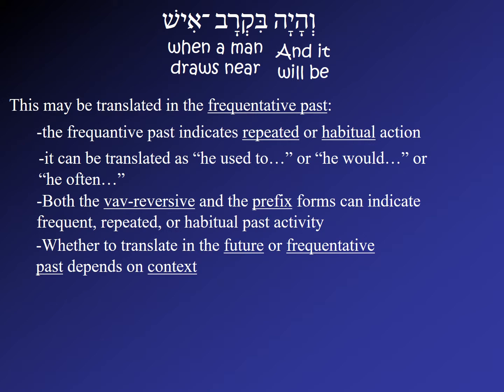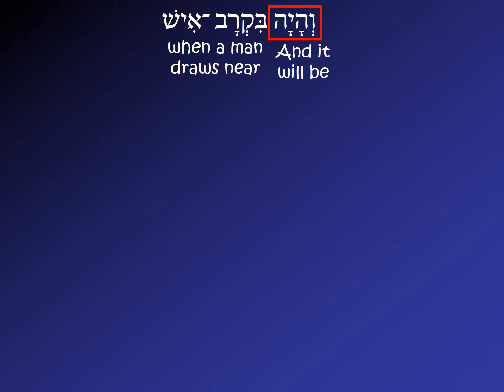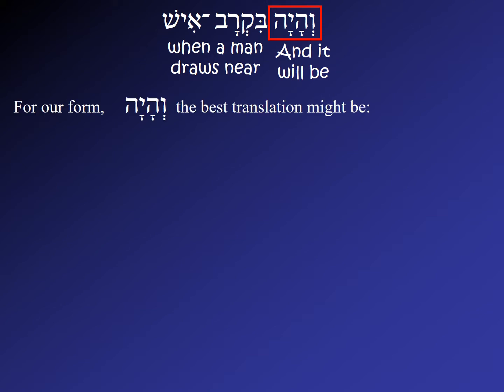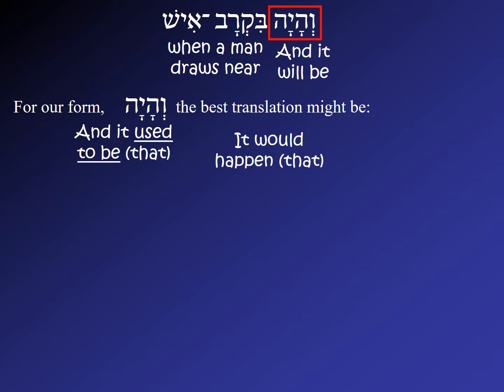So if you look up our verse in the book of 2 Samuel, you will see that this is narrating a past story in which Absalom is welcoming people and allowing them to pay him homage. And so this is better translated in the past as a frequentative. So if we want to move this phrase, v'haya bikrov ish, from the future into the frequentative past, then we would translate v'haya as, and it used to be that, or it would happen that. So in the past, but indicating a habitual action.